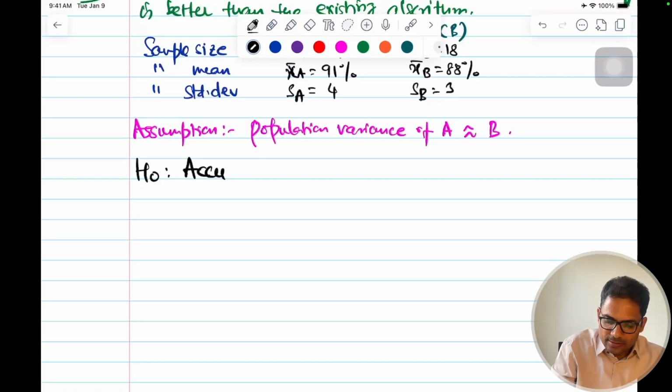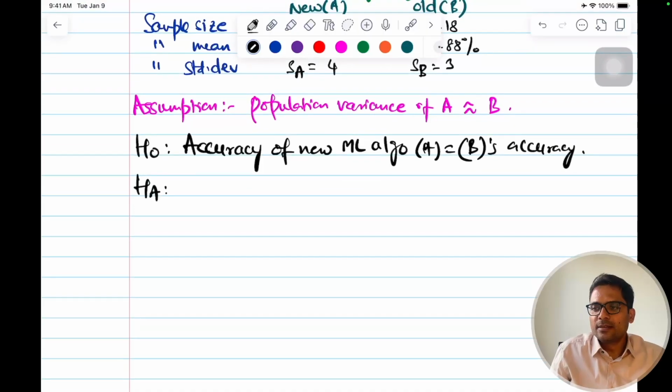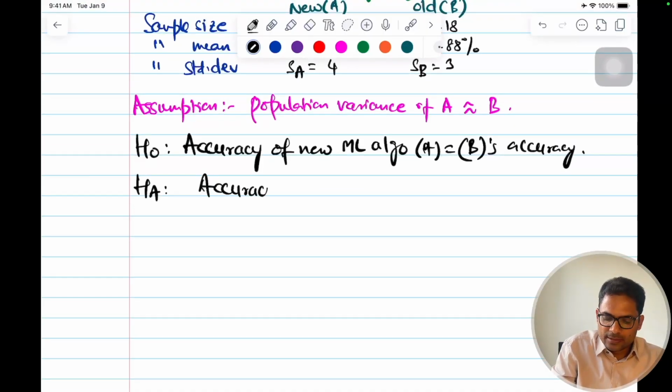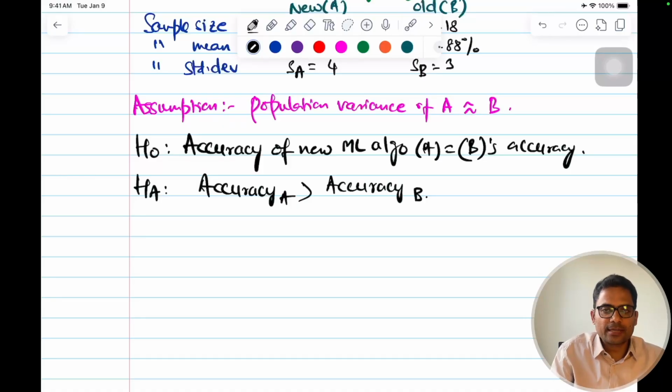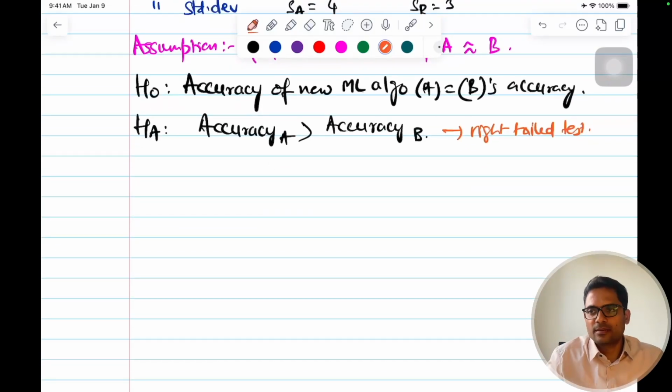So the accuracy of the new ML algo A is equal to the accuracy of B. Simple. Nothing has changed. But H_A, the alternate hypothesis, says that the accuracy of A is greater than the accuracy of B. Since this is greater, again this will be a right tail test. I'm just using the simple right tail test to give you the intuition: if it is less, then you will go to the left tail test, and if it is not equal, then you will do two-sided.